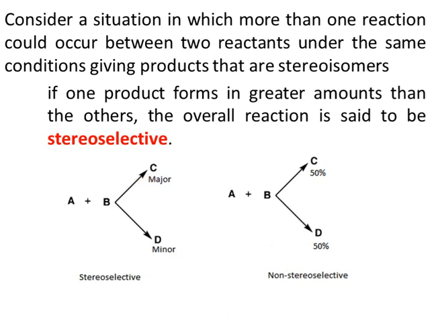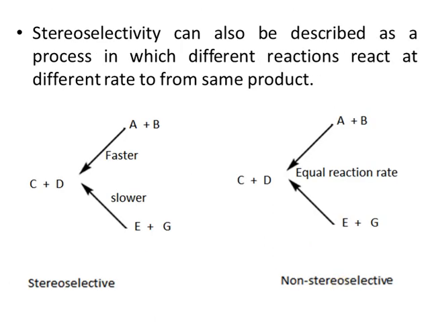Let's consider another reaction. Here we have two reactants A and B. They are forming C and D, but both C and D are formed in equal amount. Whenever the two products are forming in equal amount, such a reaction is not showing any preference for any of the products. Such reactions are said to be non-selective, so this is a non-stereoselective reaction.